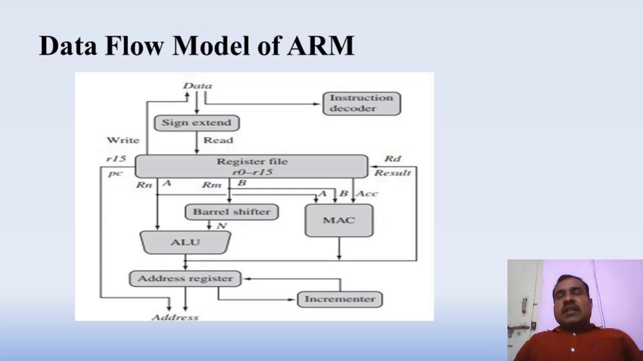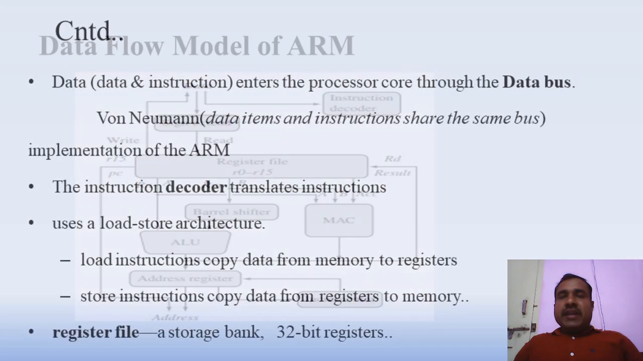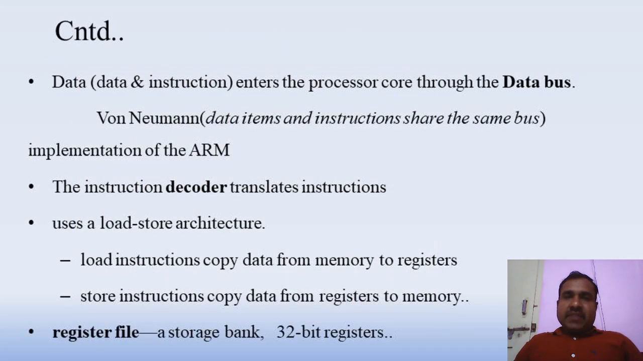So the ARM implements a Von Neumann architecture. Von Neumann architecture means both data and instructions are brought in the same bus. So that is a Von Neumann architecture. Whereas another type of architecture is Harvard architecture, in which data and instructions have separate buses. So this ARM is implementing a Von Neumann architecture. So data and instructions are brought through the data bus.